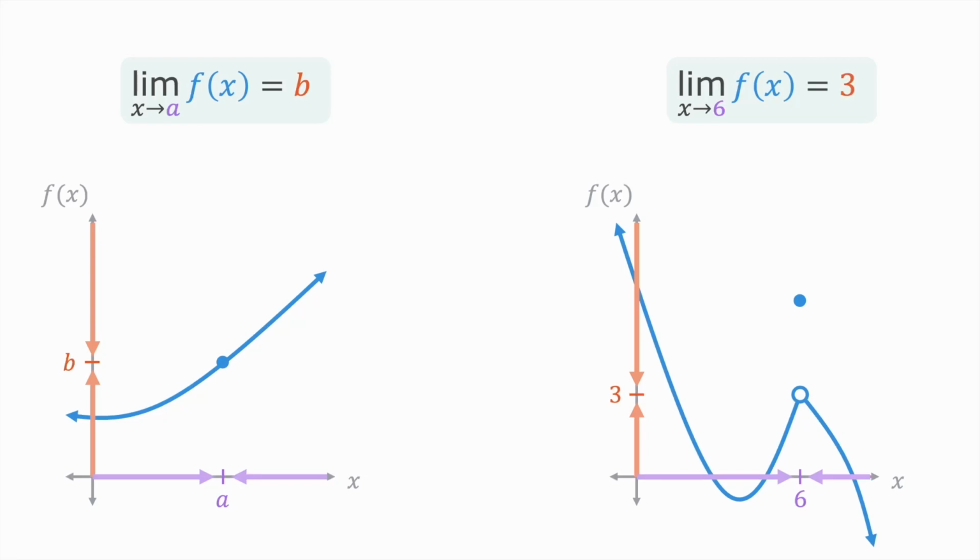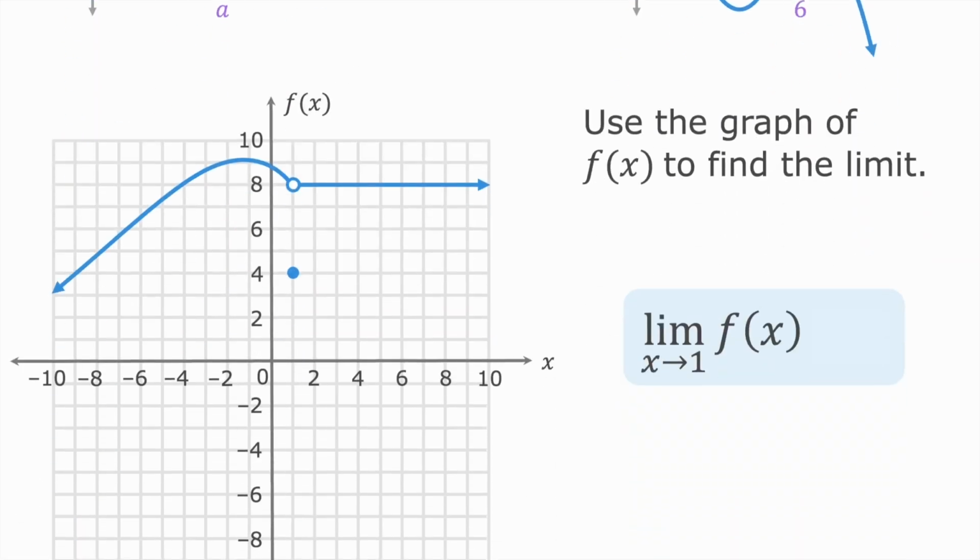You might notice that the actual value of the function is not equal to our limit, but that's okay. We don't care about the actual value of the function, or even if it's defined at all, when x equals a. We're just looking for the value f of x is approaching as x approaches a. Great! Let's try some examples.